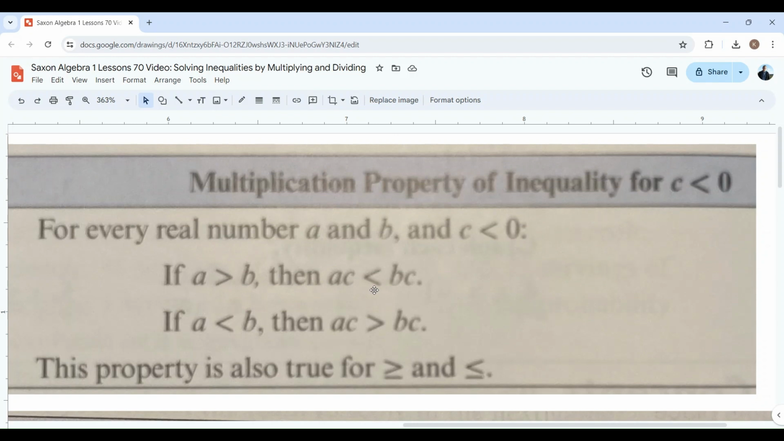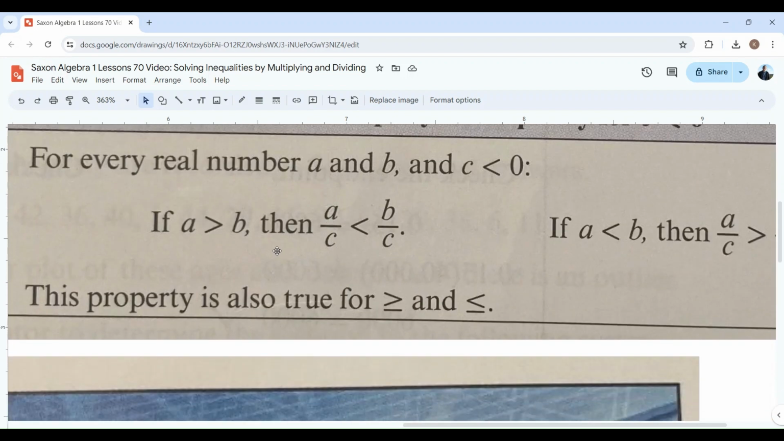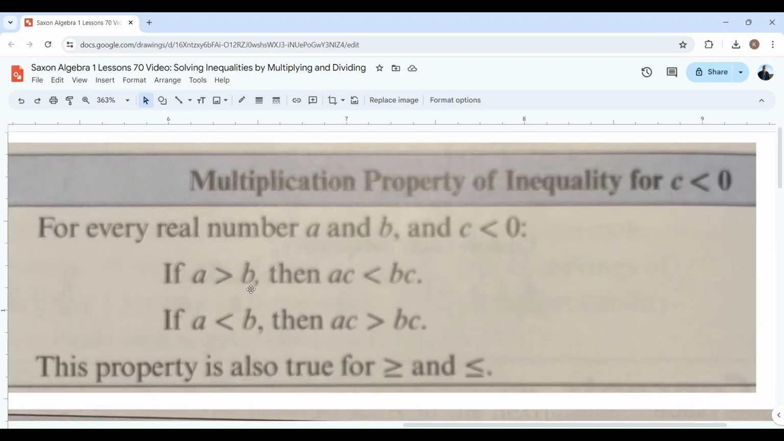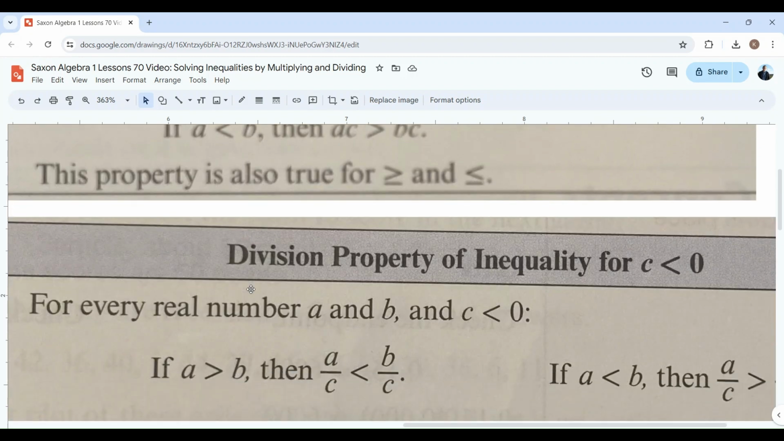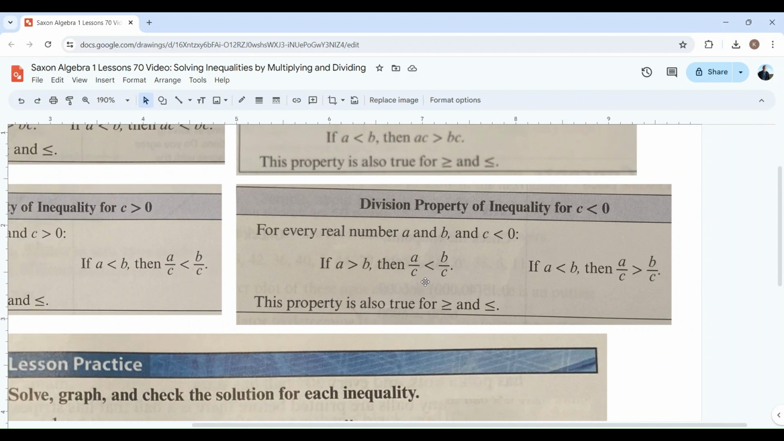Not if it was a positive number, not if you're adding or subtracting. Doesn't matter if you're adding or subtracting positive or negative numbers. What matters is if you're multiplying by a negative number, it flips the sign. If you're dividing by a negative number, it flips the sign. Here, if I said positive up here, I meant negative. If you're multiplying by a negative number, it flips the sign. Dividing by a negative number, it flips the sign. That's what you need to know.